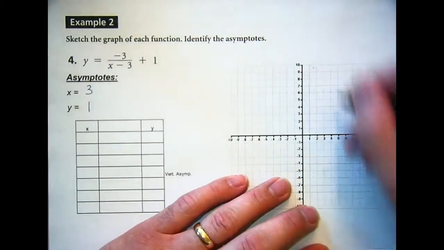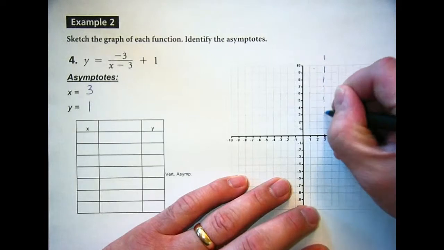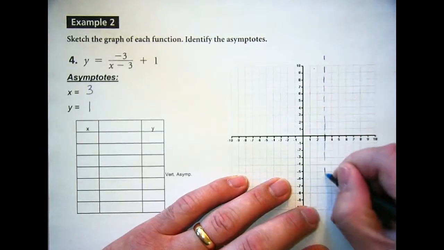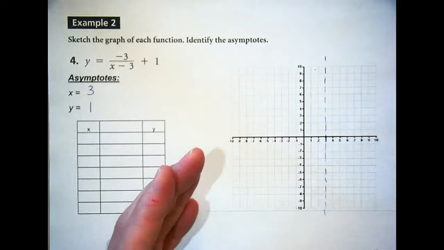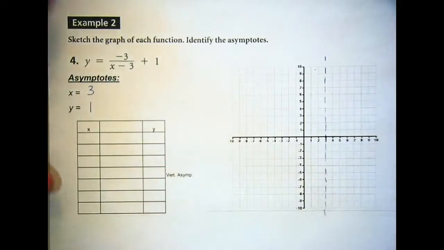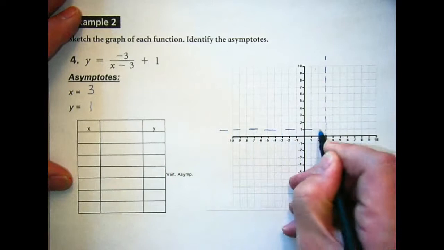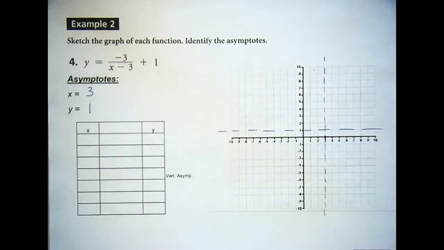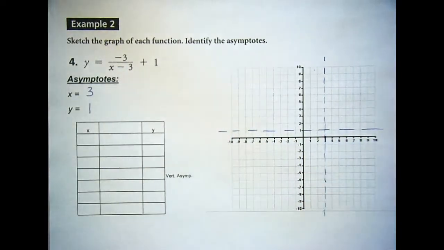So I'm going to put those on right now. So x equals 3 is right here, so we've got our dashed line like that. Our graph is going to shift to the right 3, and it's going to shift up 1.